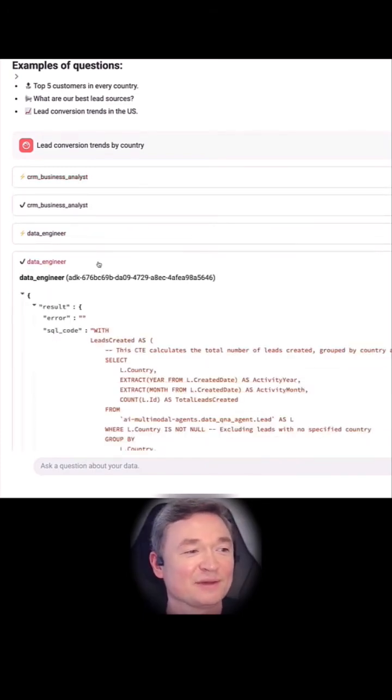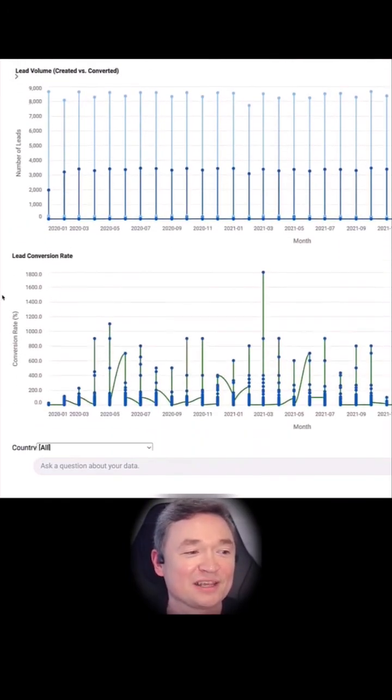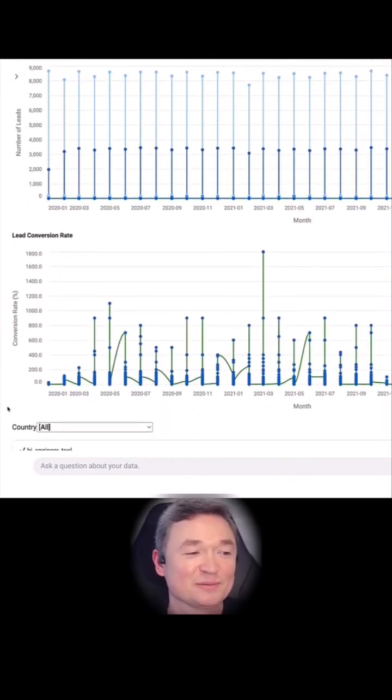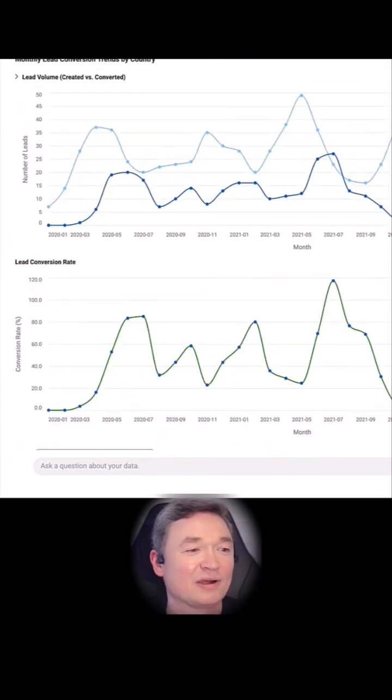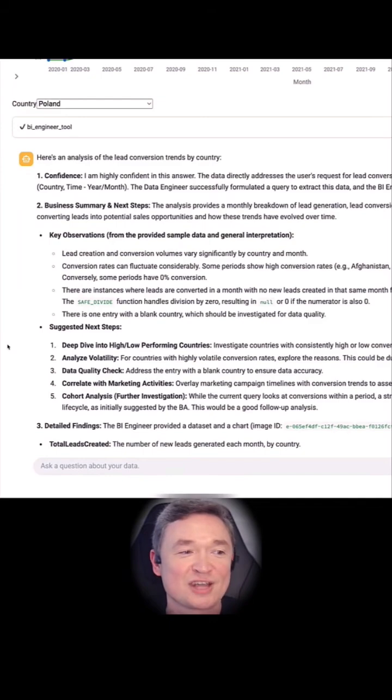And after SQL, we retrieve the data and build a chart that is, by the way, completely generated by Gemini and is generated to be interactive. At the end, our agent is able to analyze the data, make recommendations, and suggest next steps.